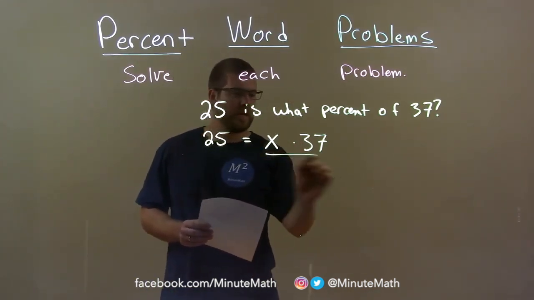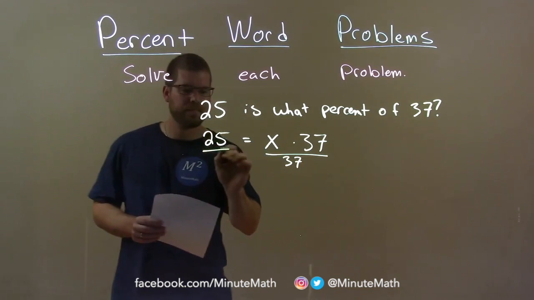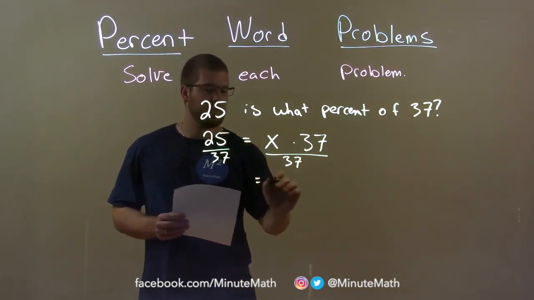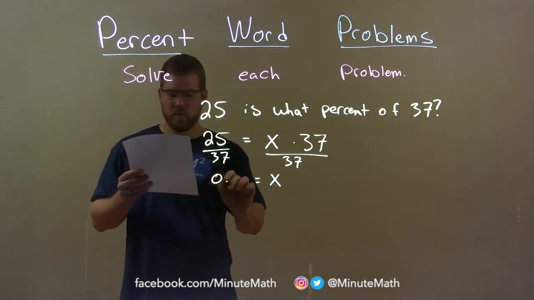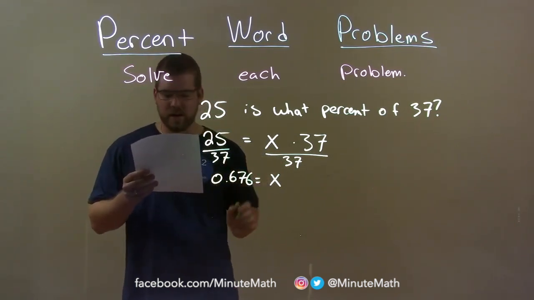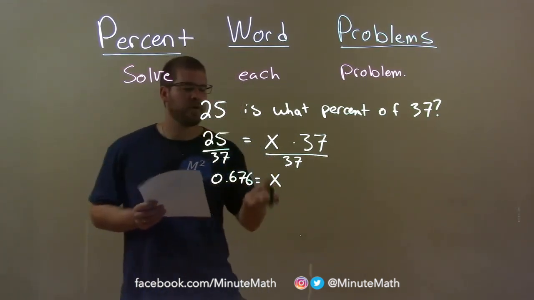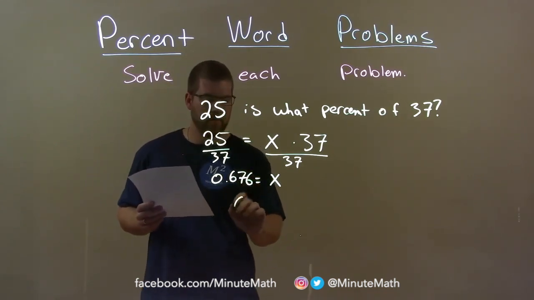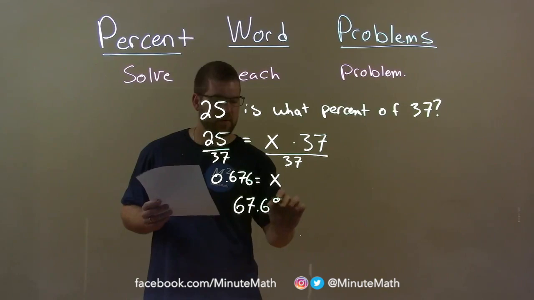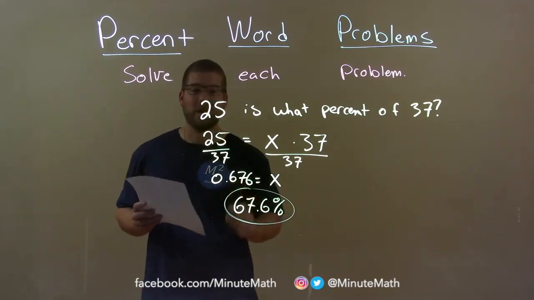So opposite of multiplication, division. Divide 37 to both sides. We get x by itself on the right. On the left, we get 0.676. All right. Now, to convert that to a percent, move the decimal place 2 spots to the right. So we have 67.6% as our final answer.